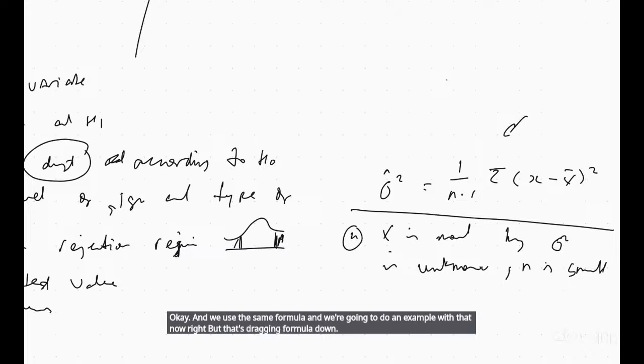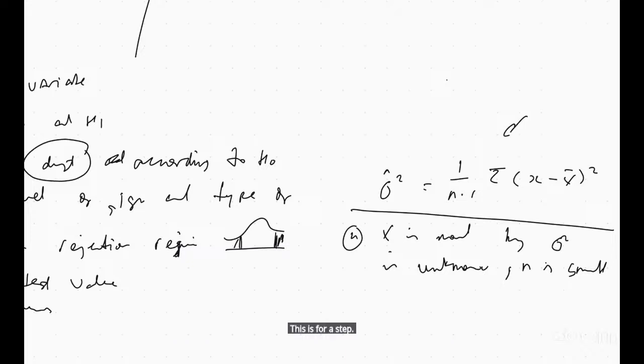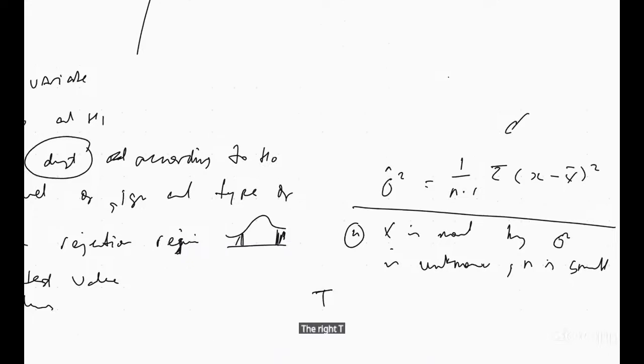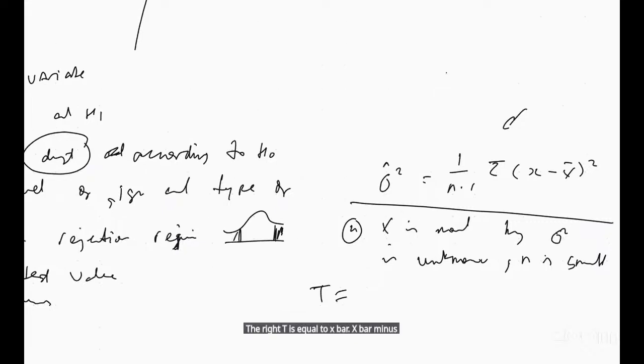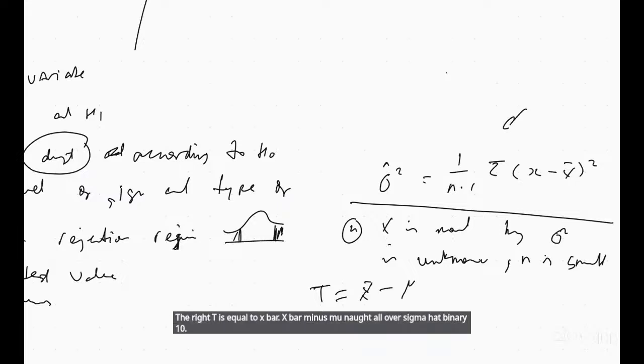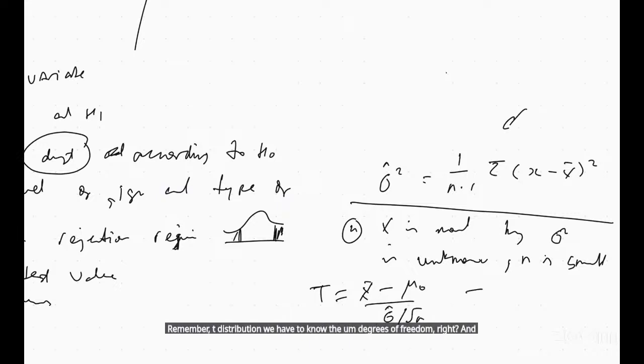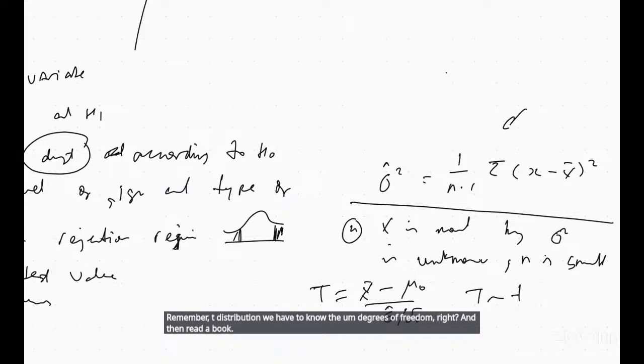This is for step 6. For step 6, you need to be able to find the t value. So t is equal to x bar minus mu naught, all over sigma hat on root n. Remember, for the t distribution we have to know the degrees of freedom. Okay, so let's make a note of that.